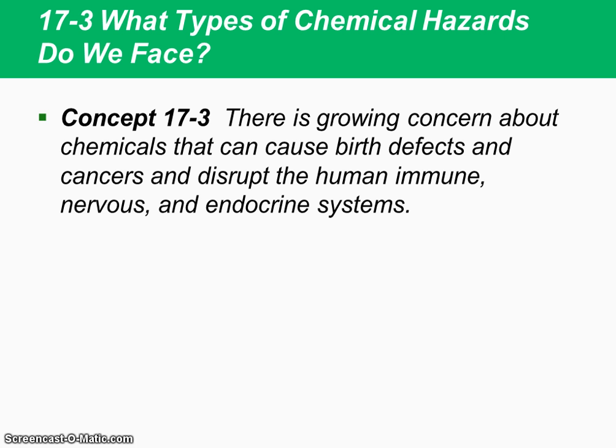So again, 17.3, this is going to be pretty short. We're going to talk about the very basics of those chemical hazards, and then your classwork is going to involve looking at three particular chemical hazards: PCBs, mercury, and BPA. Things that we've already talked about, but you're going to be looking a little bit more in depth at them. But again, chemical hazards are something we've become more and more aware of, as you see in the concept there, because there's growing concern that these chemicals will cause birth defects, cancer, disrupt the human immune system, our nervous system, and our endocrine system. And that's one of the more alarming ones and fun to talk about.